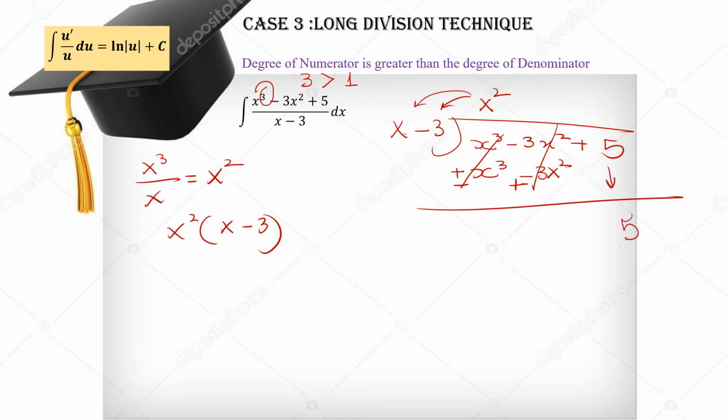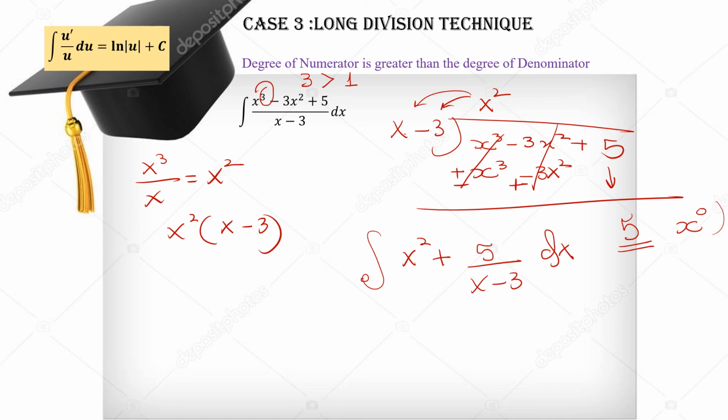Now look here, in the remainder 5 is left, and in 5 there is no x term, it means the x has a 0 degree. So if the degree of the remainder is less than the degree of the divisor, you have to stop the division process. Now write the integration sign. First of all write the quotient, that is x squared, plus the remainder, that is 5, divided by the divisor, that is x minus 3.